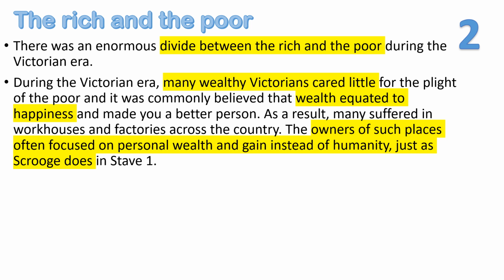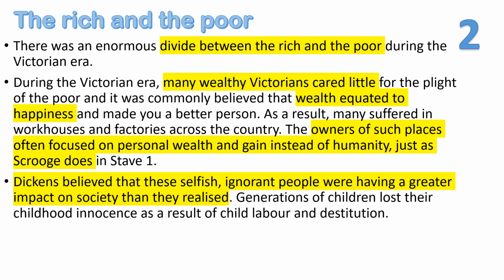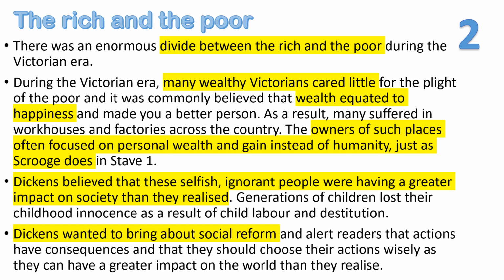And as a result, many suffered in workhouses and factories across the country. The owners of such places often focused on personal wealth and gain instead of humanity, just as Scrooge does in Stave 1. Dickens believed that these selfish, ignorant people were having a greater impact on society than they realised. And generations of children lost their childhood innocence as a result of child labour and destitution, similar to Dickens, which I'll come to later on.